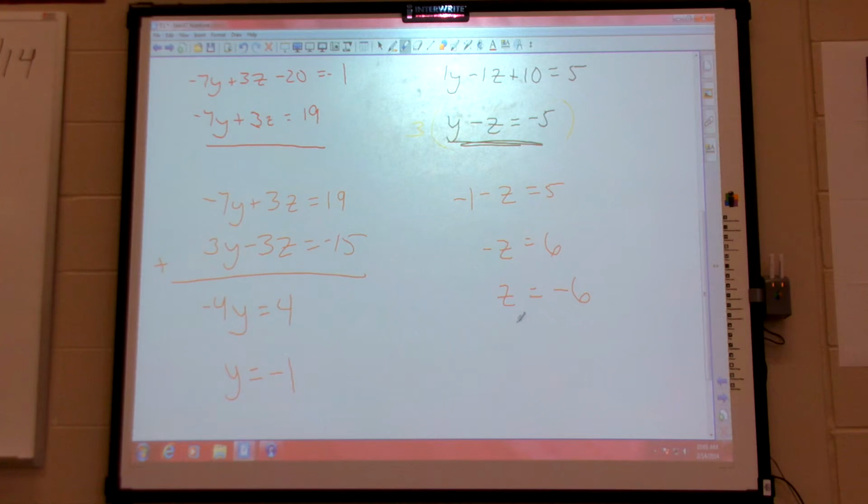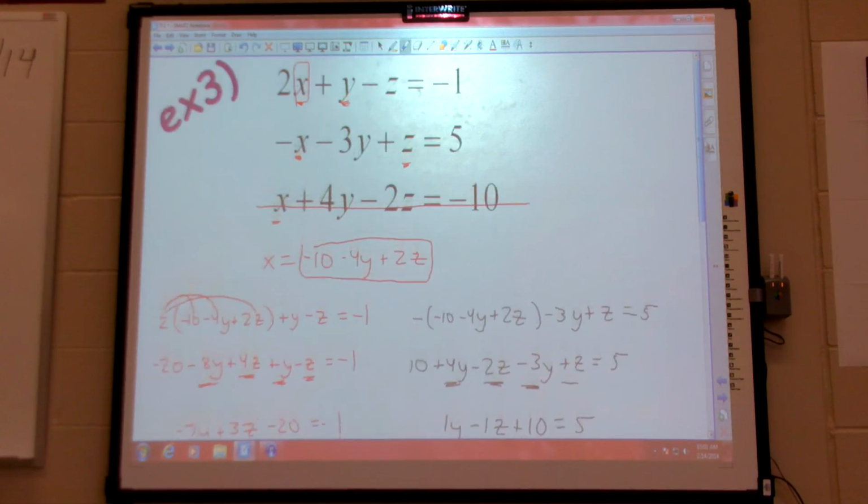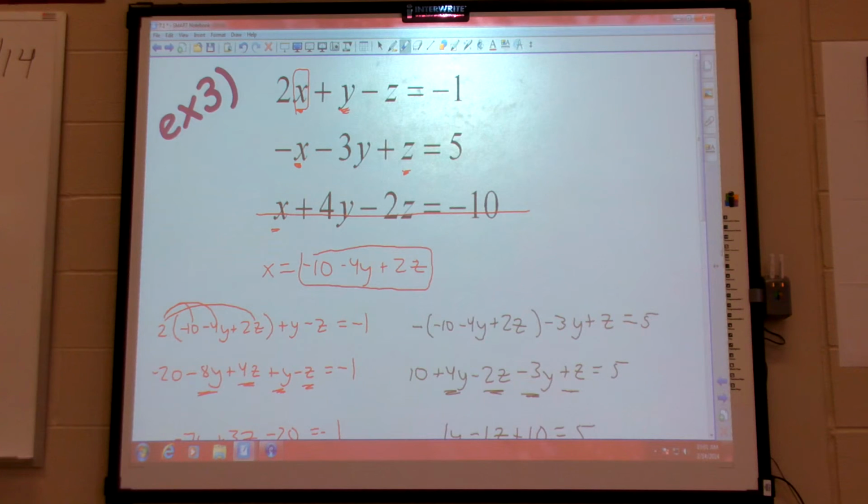But here's the other thing. I only found Y and Z. Go up to the very beginning, right here. I need to find X. So I'm going to plug them in.